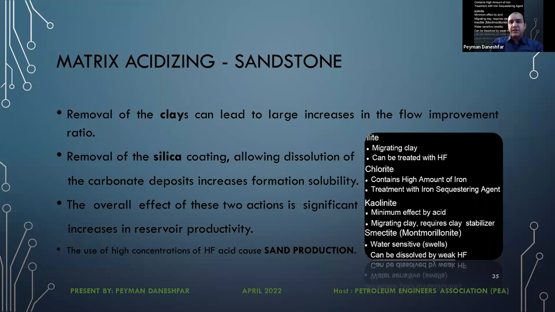Okay, and here I want to show you some types of clay: illite, chlorite, kaolinite, smectite, or montmorillonite. Illite is a migrating clay and can be damaged with HF and chlorite. You can see it has a high amount of iron, and needs treatment with an iron sequestering agent. Kaolinite is affected by acid, and montmorillonite is a harmful clay. It is water sensitive: whenever water attacks it, it expands, it will be bigger.